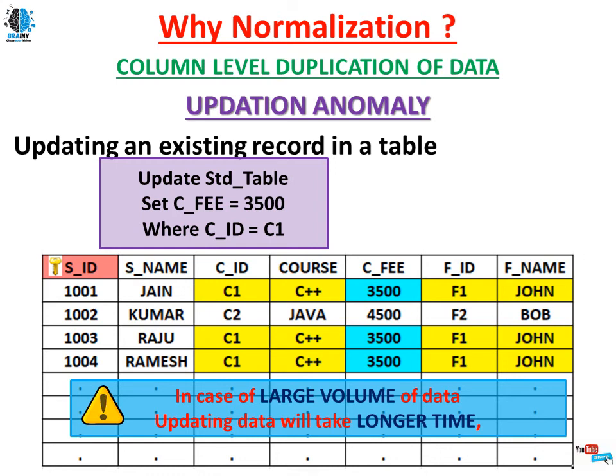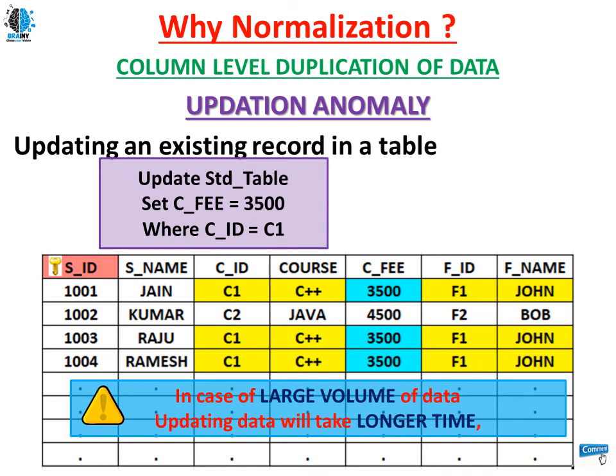So how much time it will take? How much processor time is it going to consume? Each and everything will be considered here. That's the reason the updation anomaly will be arising in column level duplication of data. So in case of a large volume of data, updating will take longer time. Updating will take longer time in this scenario, in this example of the table.